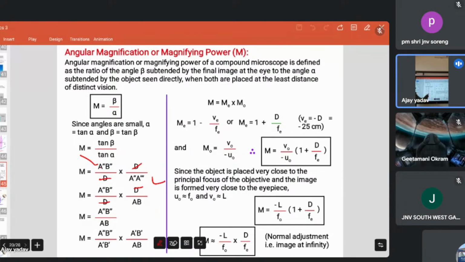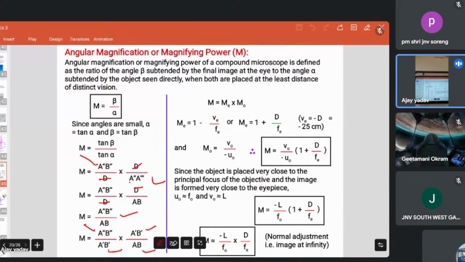A''B'' as it is. A''A''', in place of this we can write AB because both have the same height. Okay, so A''B'' upon AB. Now we write here A''B'' and here AB. Now multiply and divide by A'B'.